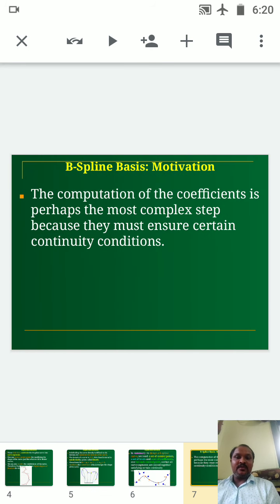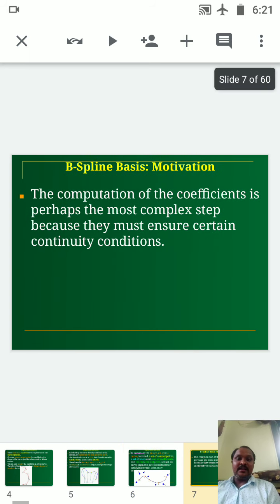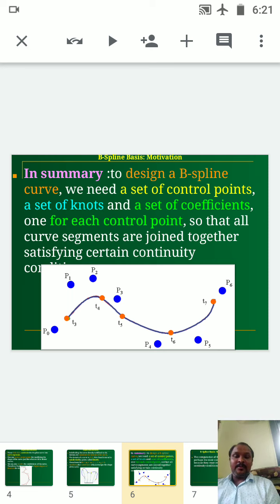The computation of the coefficients is perhaps the most complex step, because they must ensure certain continuity conditions. So in this curve, there should be continuity conditions. As shown here, certain continuity must be ensured. Means as you are going to draw a curve segment, we should ensure that there will be continuity in the segment. That is a curve segment. Then only we can have the control points to draw the line segment. Clear?